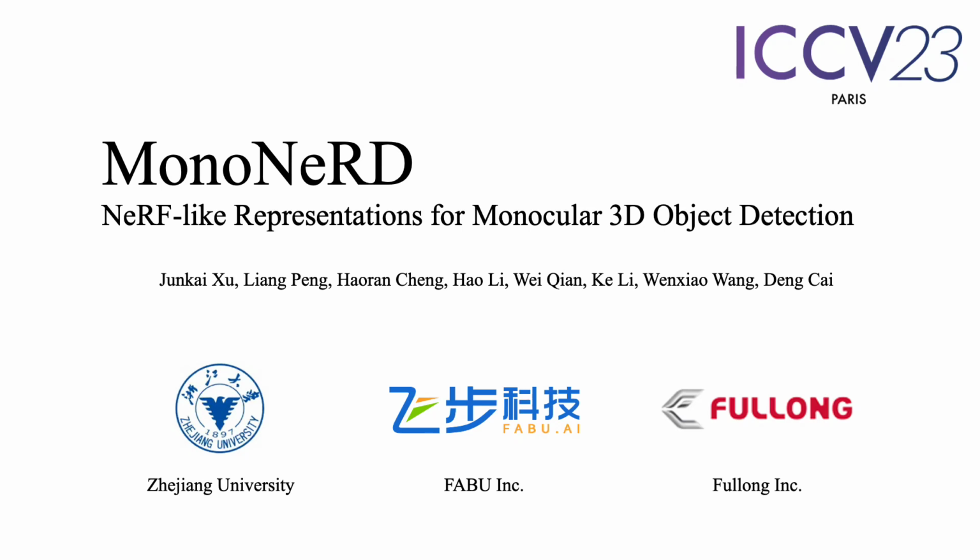Hello everyone, here I am glad to introduce our work, MonoNeRD, NeRF-like representations for monocular 3D object detection. Monocular 3D detection is an active research topic in the computer vision community due to its convenience, low cost and wide range of applications. It takes an RGB image as input and predicts 3D boxes in the 3D space.